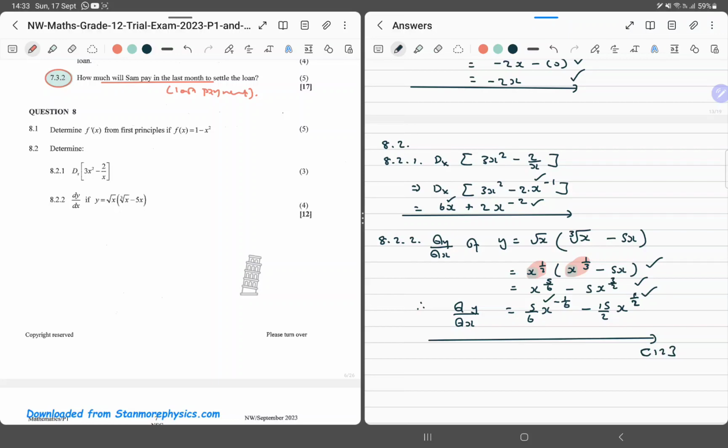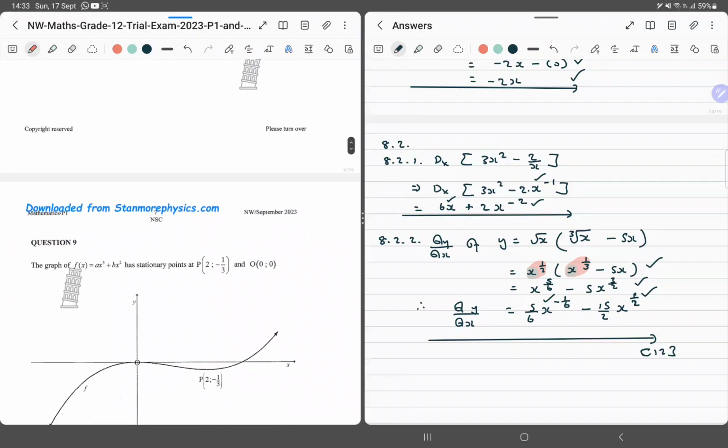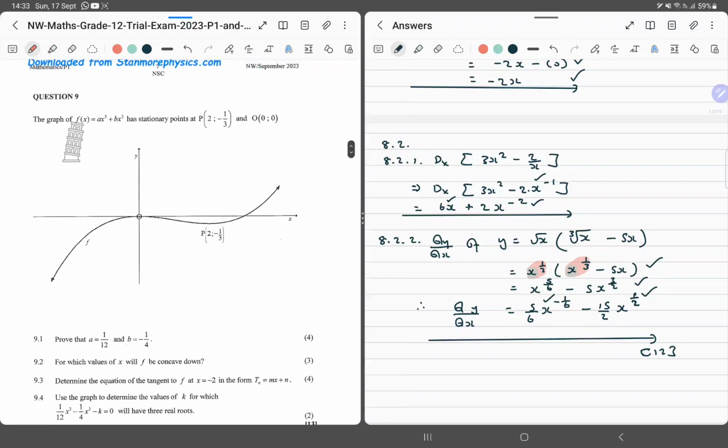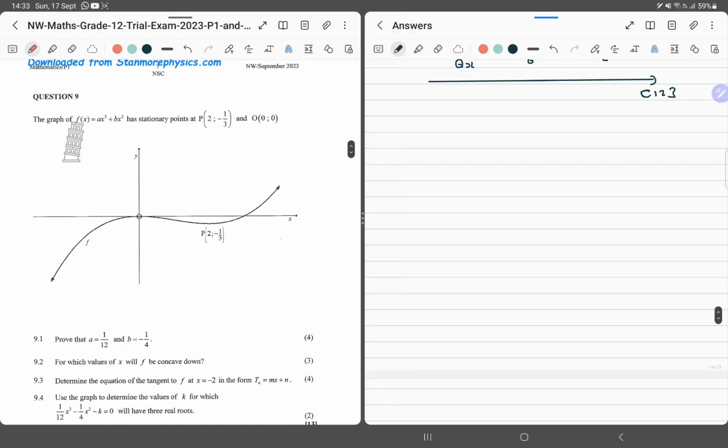Of course, time is trying to run away from us, but I think we can make it up when we have questions as easy as this one. So let's do question 9.